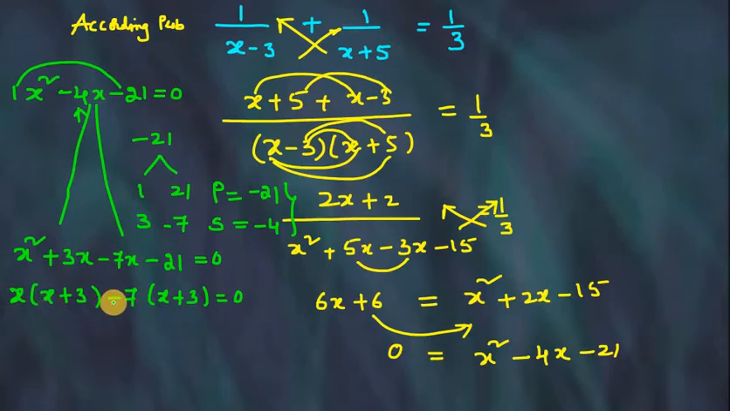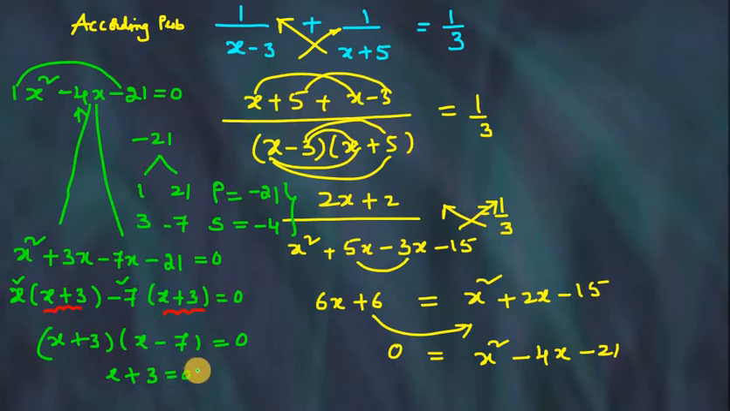We have two terms here, differentiated with minus. What can I take common? x plus 3 is common in both terms. If I take x plus 3, what is left out is x minus 7, and that is equal to 0. If a into b is equal to 0, then a is equal to 0 or b is equal to 0. So x is equal to minus 3 or x is equal to 7.